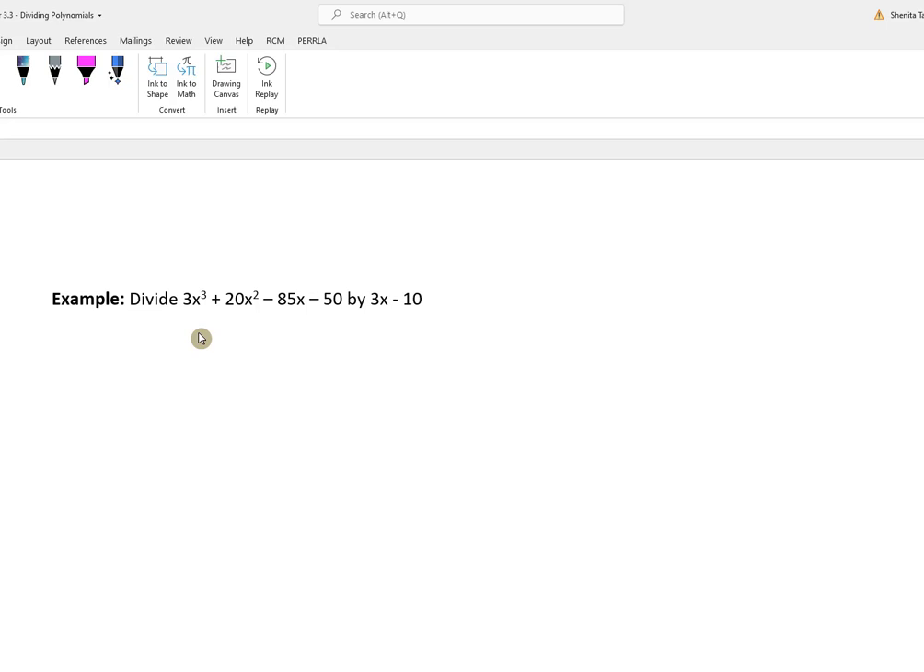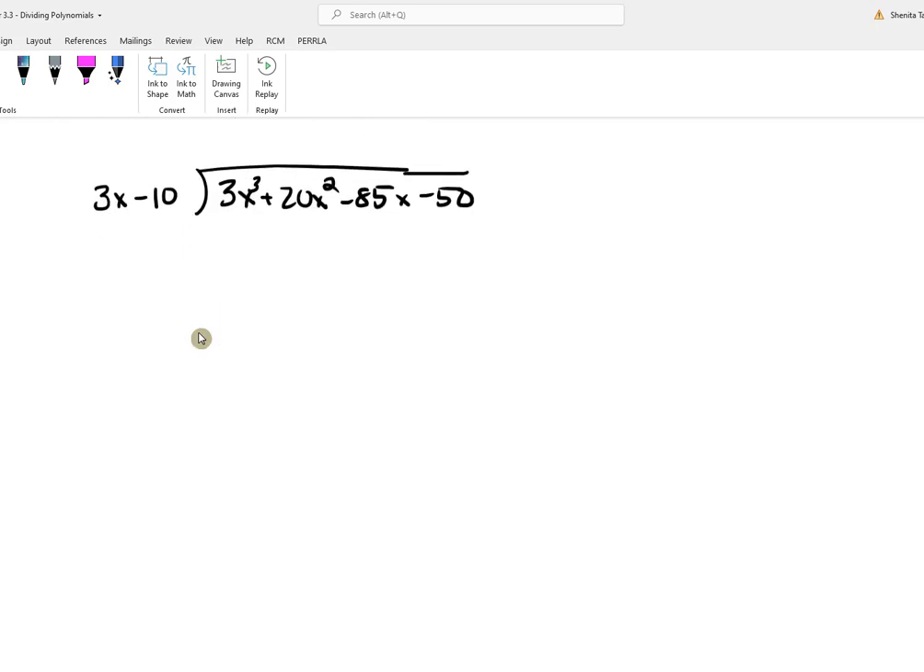Alright, so let's do a problem. We have 3x cubed plus 20x squared minus 85x minus 50. We want to divide it by 3x minus 10. So my exponents are in descending order, so I don't have to rearrange anything. I don't have any missing terms. So I'm going to divide this by 3x minus 10.